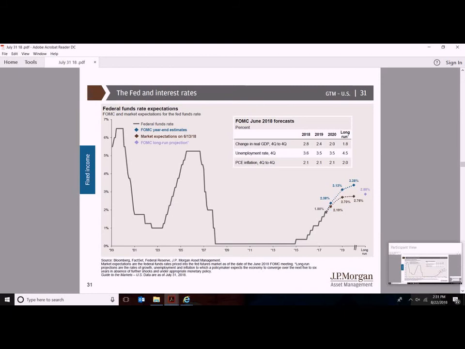On the inflation side, the Fed is really pretty aggressive, I think, and focused on keeping inflation under control. So you can see their projections are for 2018, 19, 20 about 2.1, with a long run of about 2.0. So they're very focused on keeping inflation where it is.